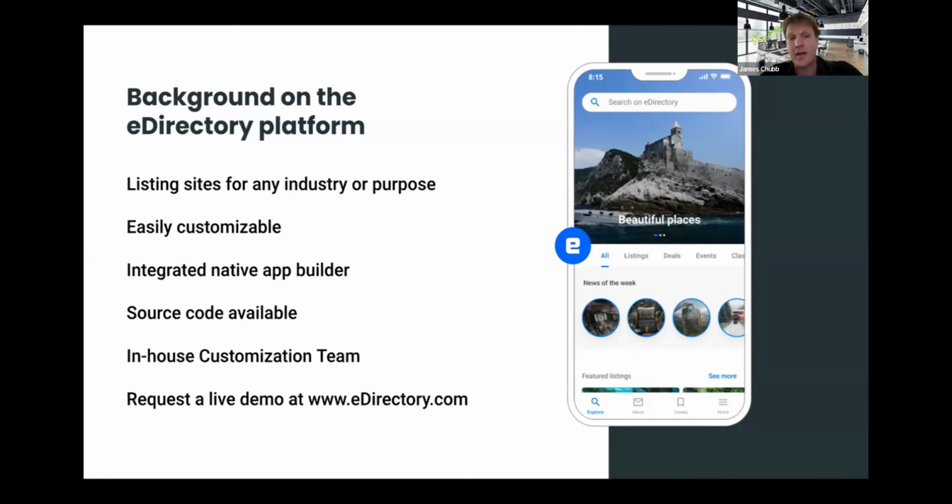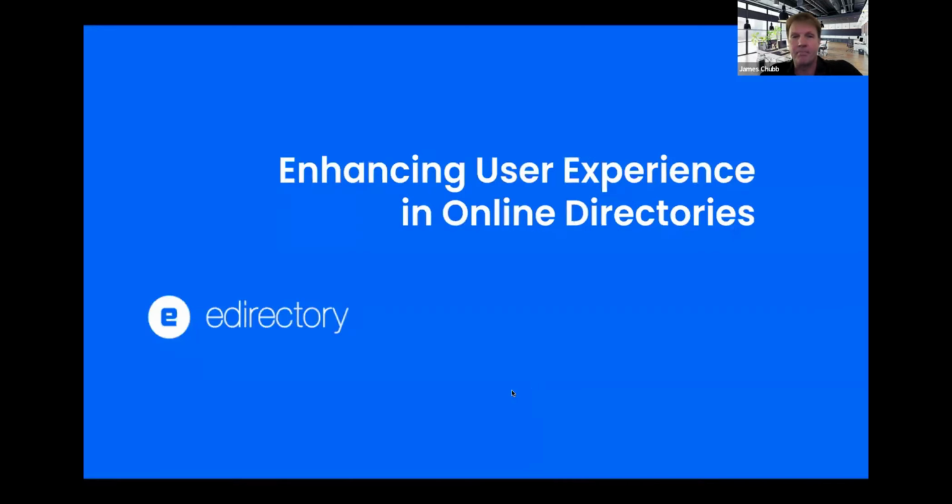Also, we have integrated native mobile apps that you can install to the Apple Store and the Android store under your own account, that people can download on their phones to have a native mobile app. Source code is available for the web version, and you can customize that yourself if you want. And we have an in-house customization team if you want us to make any modifications, integrate with legacy systems, etc. To request a live demo or learn more, go to eDirectory.com.